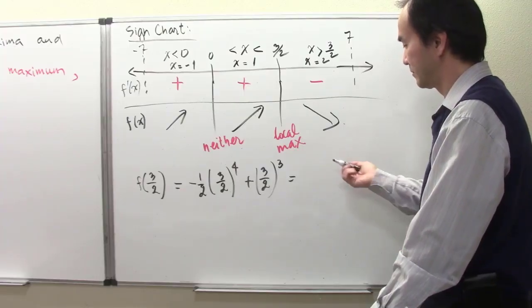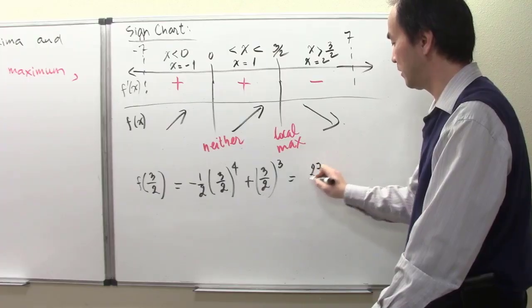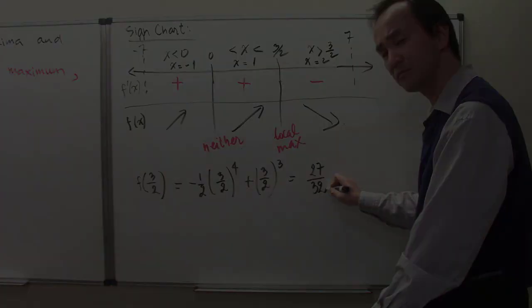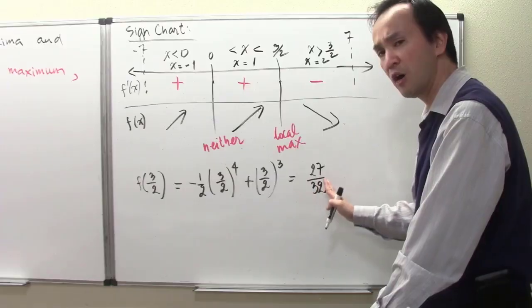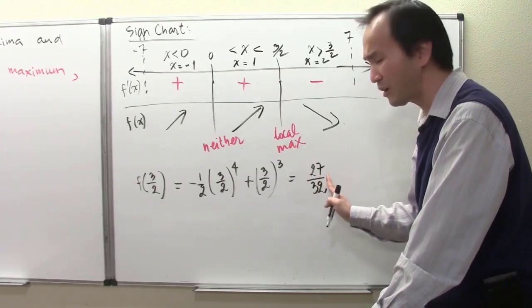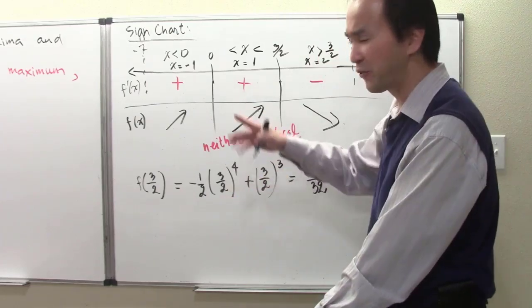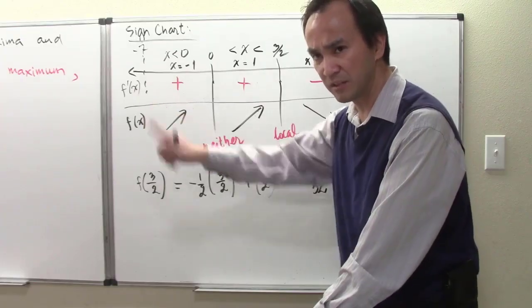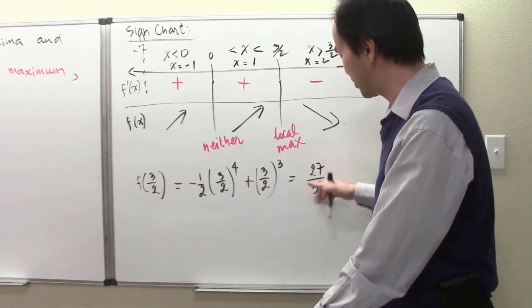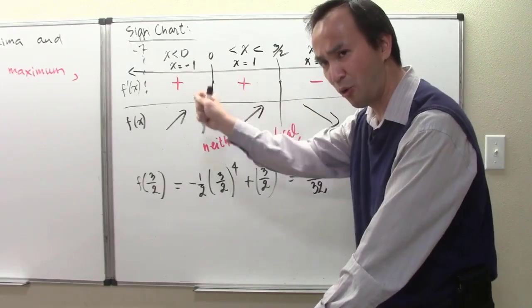I got like 27 over 32. Okay, 27 over 32. It seems reasonable. So right now, of course, we know that this is the local maximum value, but I'm not labeling that yet, okay? Because we are still in the work of searching for the absolute maximum and the absolute minimum. That's why for now we're just calculating, how high does it hit and how low does it hit here at different special points, including the endpoints.